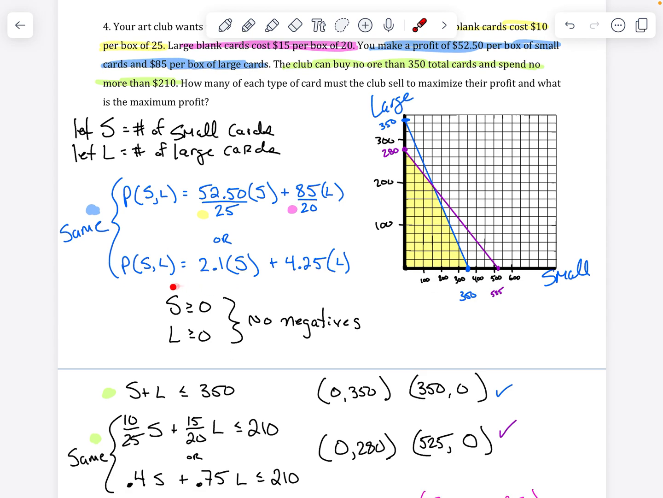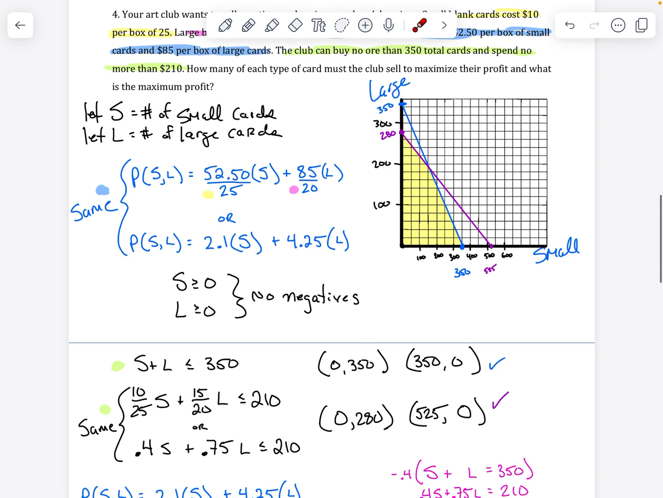Continuing on, I established right away that my small and my large were going to have no negatives, so I set that up, and I set up my chart. And then I had two other equations. The club can buy no more than 350 cards, and the club has a maximum amount of money to spend, $210. So I took the cost per number of cards and the cost per number of cards, and I set up two different equations. Again, I made a decimal version because I thought it'd be easier to use.